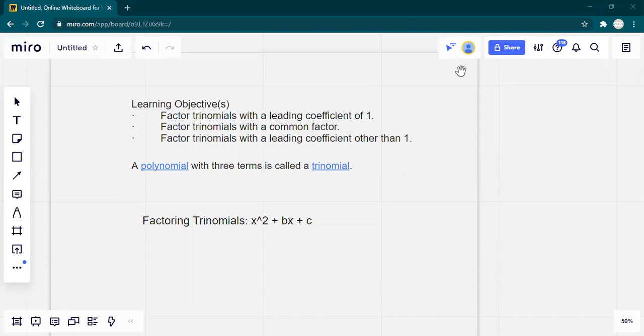Hello, welcome. Let us today discuss the factorization of trinomials. First, let's define a trinomial. A trinomial is a polynomial with three terms.